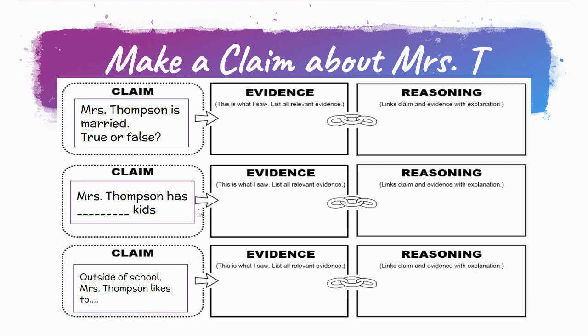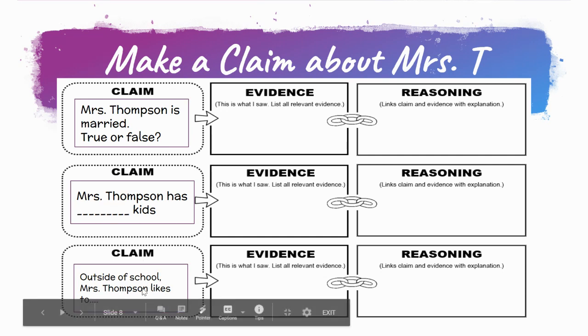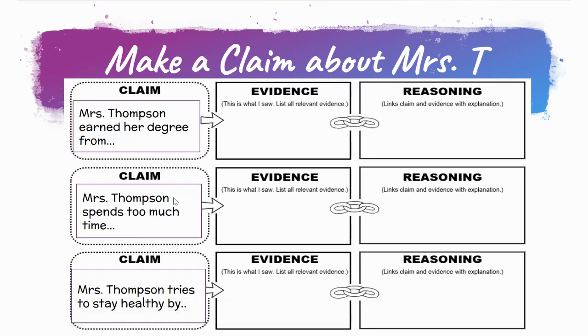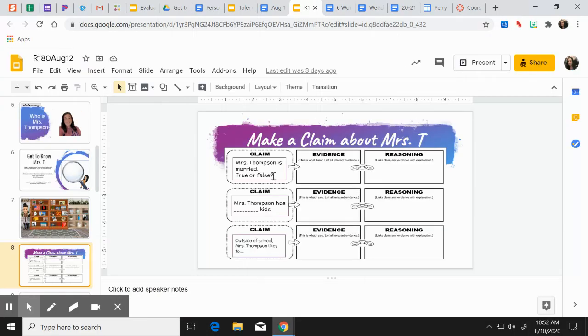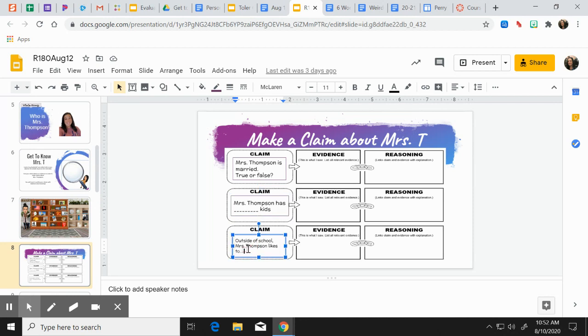Mrs. Thompson has how many kids? You're going to put a number here. Outside of school, Mrs. Thompson likes to, and you're simply going to fill in the blank here. So, sorry, when it gets minimized, you can actually type in the boxes here, okay? So that's what you'll do. You'll type inside these boxes. You don't want to put it in present mode. You won't be able to type, but minimized like this, you are able to.